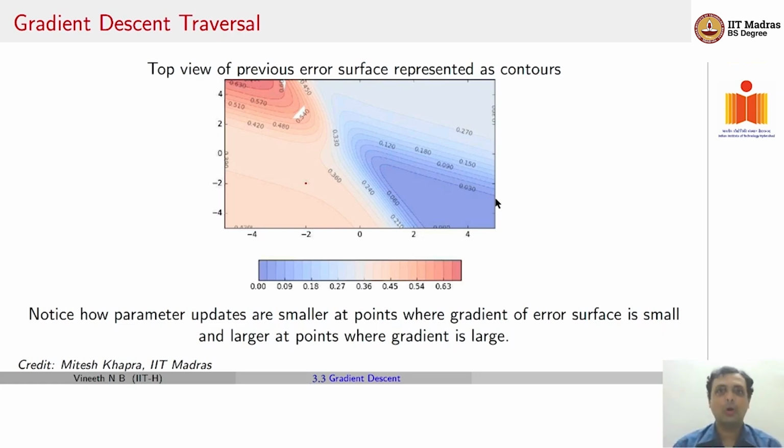Now let's see the same example that we saw on the earlier slide as a contour plot. If you see the contour plot now, you would notice that parameter updates, which are given here, you can see the parameter update values, are smaller at points where gradient of error surface is small. Remember, we said that these are points which have a lesser gradient, the blue areas, and the red areas have a higher error value. And whenever the gradient of the error surface is small, the parameter updates are small, and whenever the gradient is large, these are points where the gradient is large, the parameter updates are also large on those particular points.